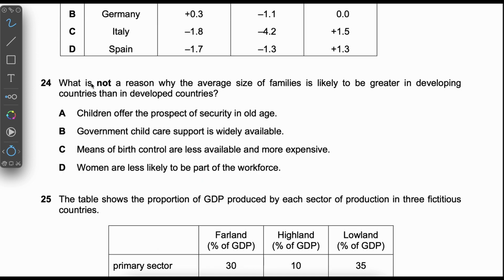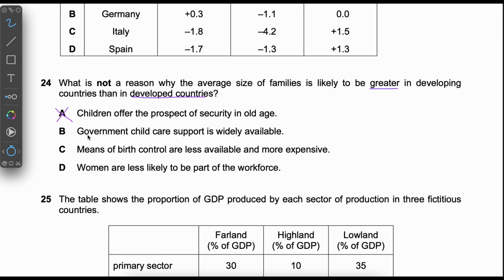All right, question 24. What is not a reason why the average size of families is likely to be greater in developing countries than in developed countries? Children offer the prospect of security in old age. That is a reason why the families are greater. They have more children so that the parents are looked after in their old age.